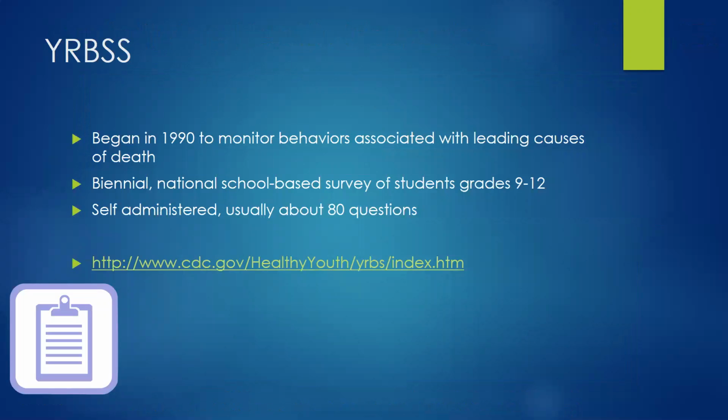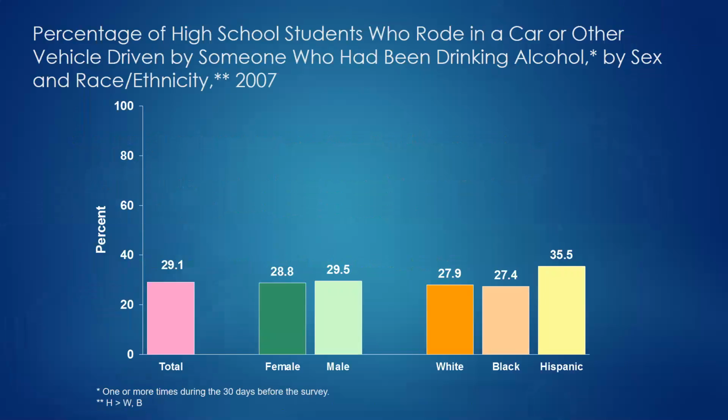The WIRE BSS is focused on youth. So this is a national school-based survey of students in 9th to 12th grade. And it's self-administered, done in the school setting. It's usually about 80 questions. And here's an example of data that we can get from the WIRE BSS.